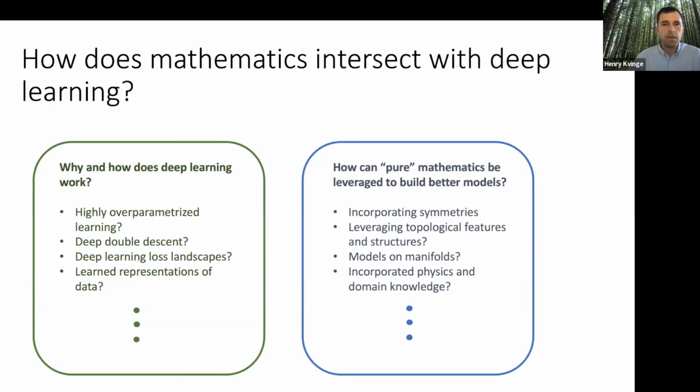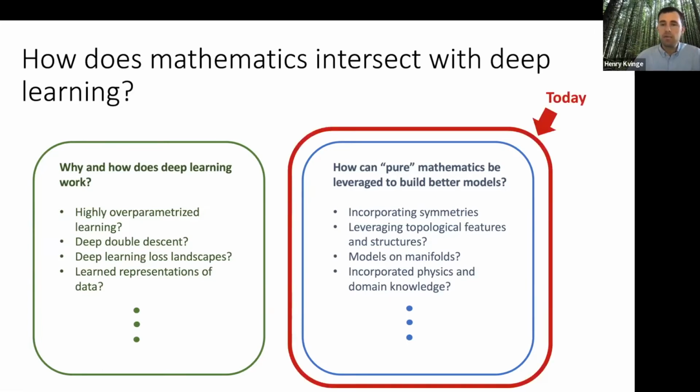Okay, so I roughly broke up the interaction of math and deep learning as I see it into two parts. This morning, as I was watching another talk, I realized there's a third one, which I'll mention, but we'll start with these two. So the first is there's a lot of people doing really interesting and important work on how deep learning works. So they take mathematical tools and methods and try to answer questions about why highly overparameterized models learn, how that's different than classical machine learning, deep double descent, loss landscapes, etc. Very important and very interesting. It's not what I'll talk about today.